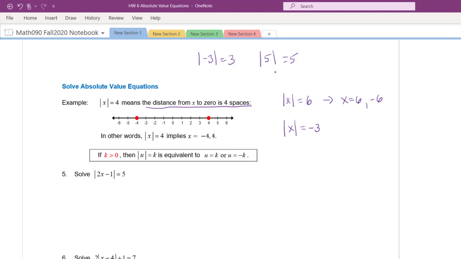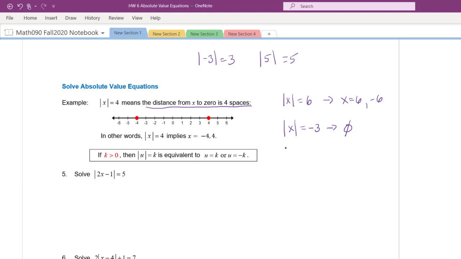That doesn't make any sense. We know that whenever we take the absolute value of something, it's always going to be positive. We would never say something is -3 spaces from 0. So this would be a no solution equation. I'm going to abbreviate by writing the empty set. This circle with the line through it means the empty set. So once you've got your absolute value by itself, check to make sure the number on the other side of the equal sign is positive. If it is, then you're going to just have your two cases where you leave it positive, and the other case you make it negative. But if not, then you're going to have no solution.